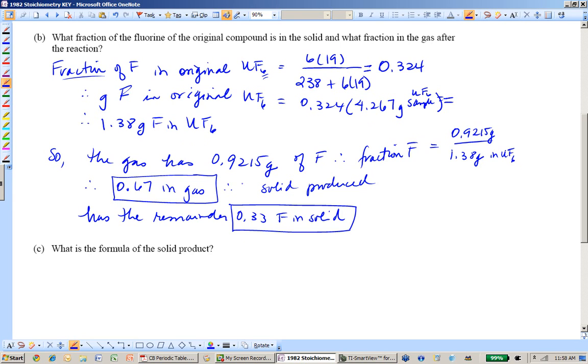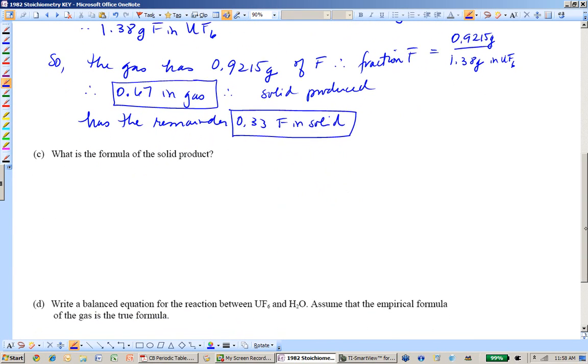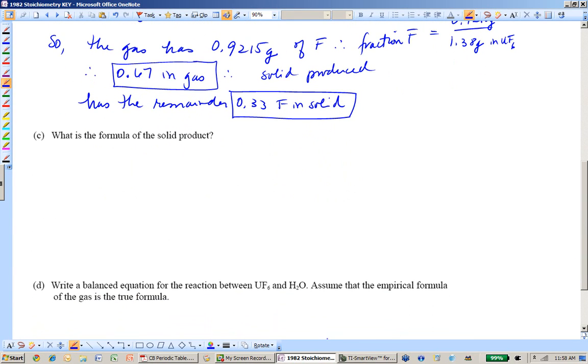So the gas has a mass of 0.9215 grams of fluorine. Therefore, the fraction of fluorine is 0.9215 over the total of 1.38 grams in the UF6 that were present. So the fraction of the fluorine from the original sample that ended up in the gas was 2/3, or 0.67, and if you wrote 2/3, that's fine. And so the solid produced has the rest of that, which is 1 minus 0.67, which would be 0.33, so that the total adds up to 1.0 for the whole.